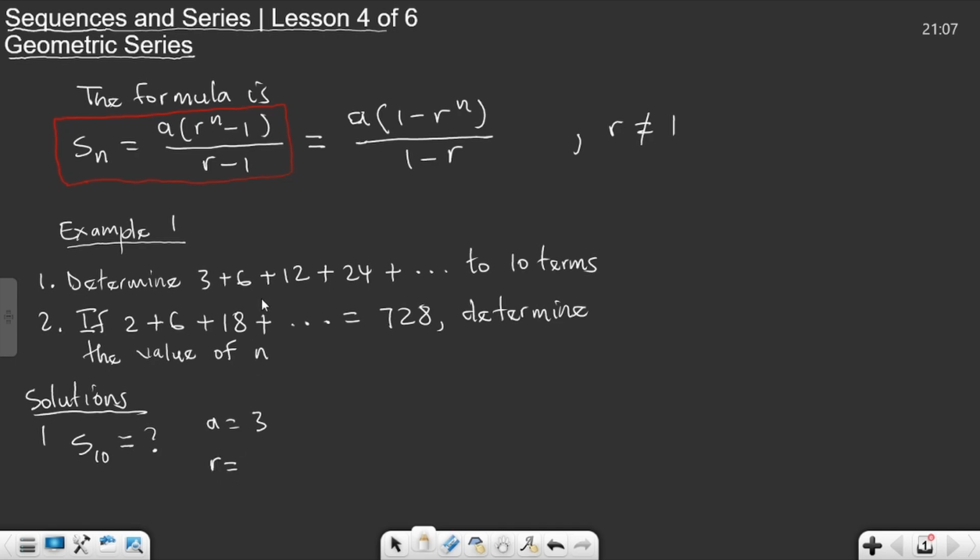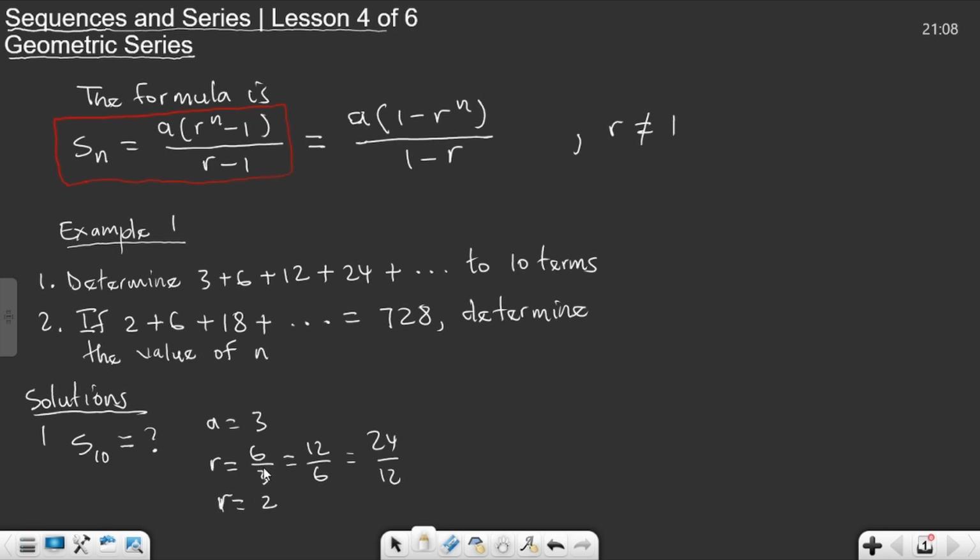How do we find R? We get T2 divided by T1. So T2 is 6 and T1 is 3. So this must also be equal to 12 divided by 6, or 24 divided by 12. So it is the next term divided by the previous term, and this is equal to 2. Can you see that? So our common ratio is equal to 2.